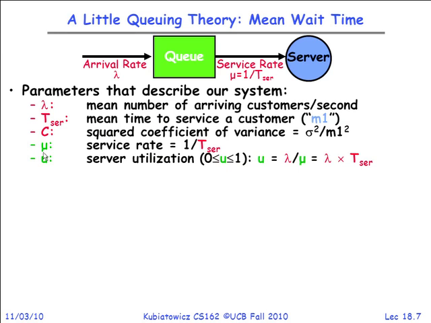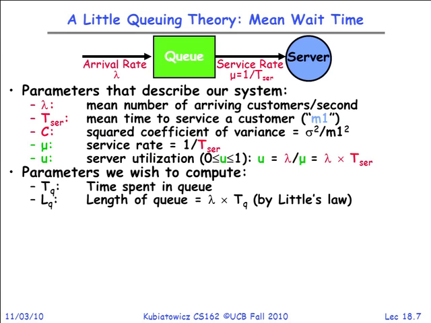Now suppose I want to talk about the time spent in the queue. That seems like a good number. Or suppose I want to know the length of the queue. Fortunately, because of Little's law, the length is easy. It's lambda times the time in the queue: the rate of people coming in times the time you spend in the queue. Yes, question?